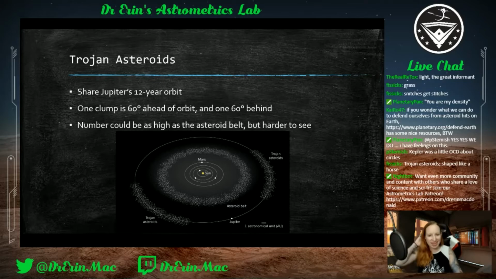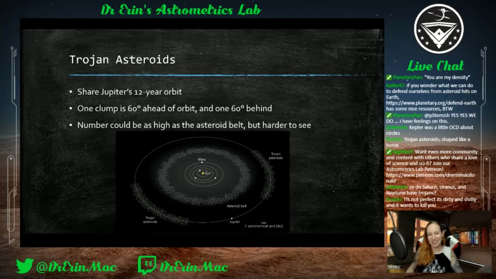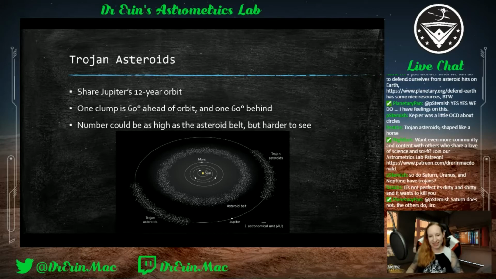Oh, P. Stemish said Kepler was a little OCD about circles. Everyone was OCD about circles. That's like back from the Greek era where they figured that our universe is perfect and so everything must be in a circle, and they could not let that go up until Tycho Brahe, who basically viewed the world like the dumpster fire it is and was like, they're not round. And then they were like, oh, okay. And then revolution. So it's crazy how that happens. Yeah, that was basically Tycho Brahe's attitude.